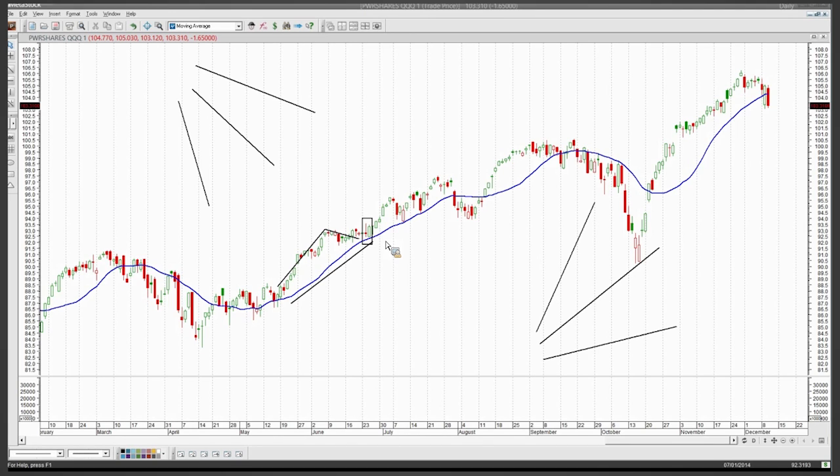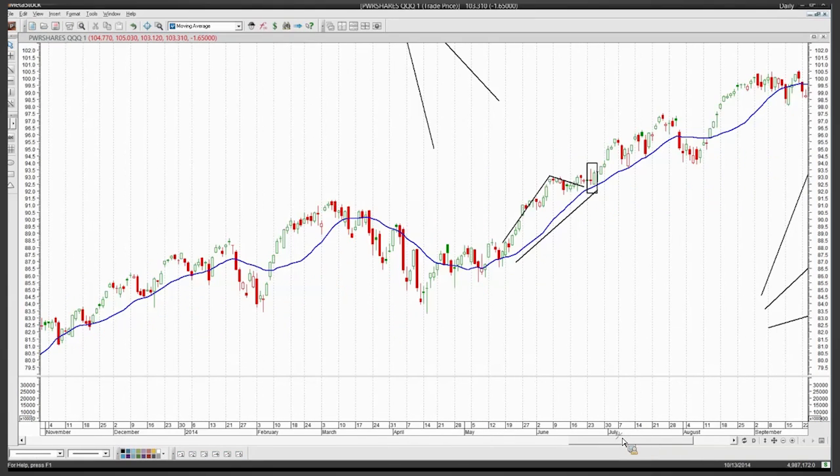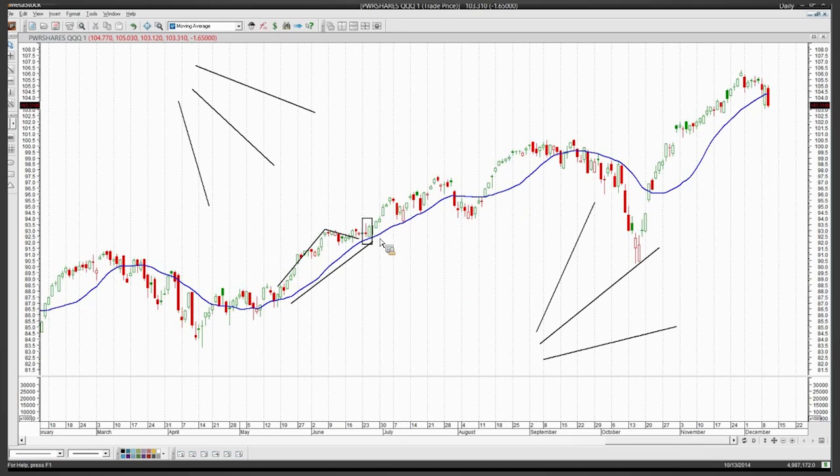Okay, so for the setup, all we're looking for is you see the body here of the green candle, and I'm going to zoom in here for you if I can. Just give me a moment. Just give me 1 second here. Okay.